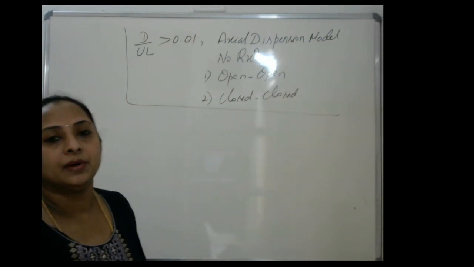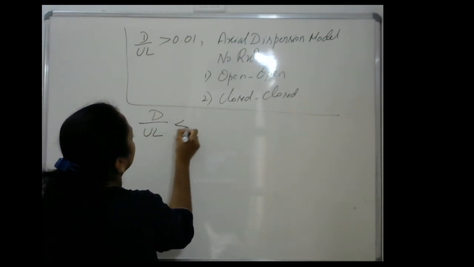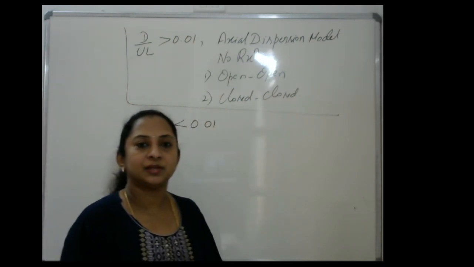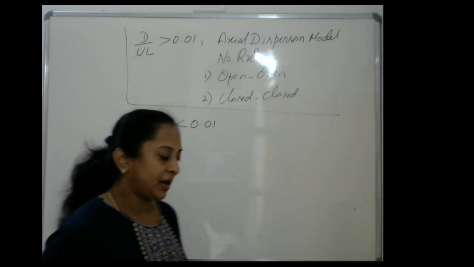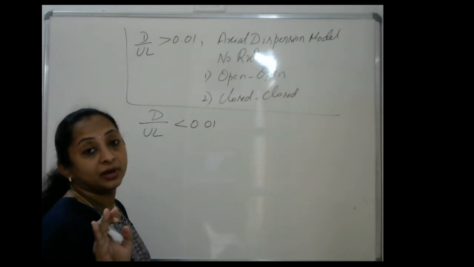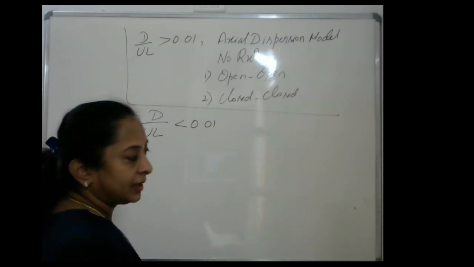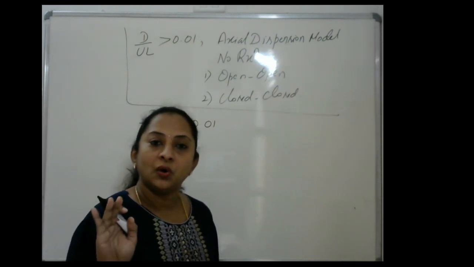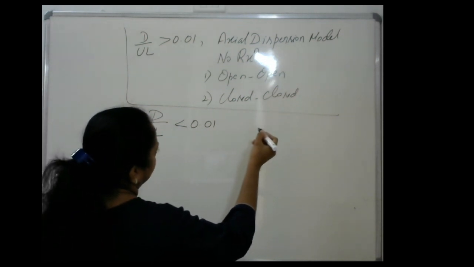Now let us go with what happens if D by uL is less than 0.01. If D by uL is less than 0.01, the boundary conditions will not have much effect on the C versus T curve, and one gets only a Gaussian distribution.